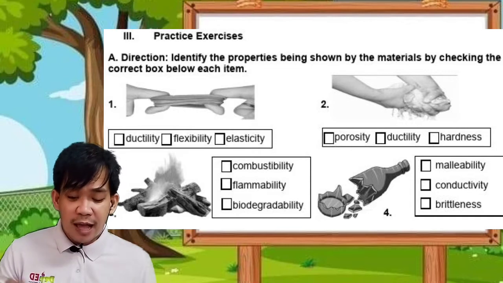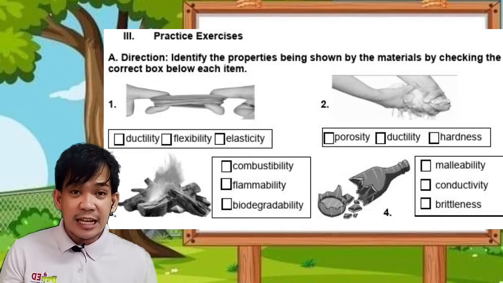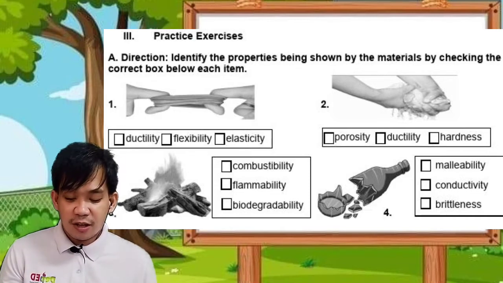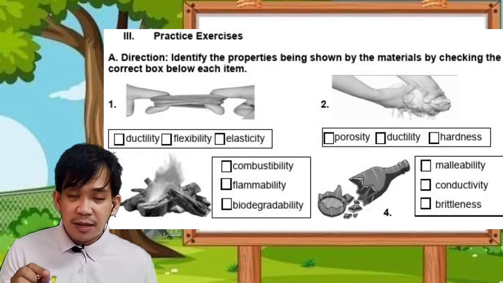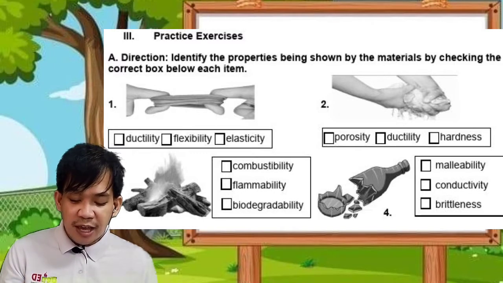So, i-check nyo lang, pipiliin nyo lang dito. So, for number 1, the picture dyan is yung rubber band. Okay, hinihila nila, di ba? Hini-stretch. So, what is the property? If it is ductility, i-check nyo yung ductility. Kapag flexibility, sa flexibility kayo mag-check sa box. If elasticity, sa elasticity kayo mag-check.